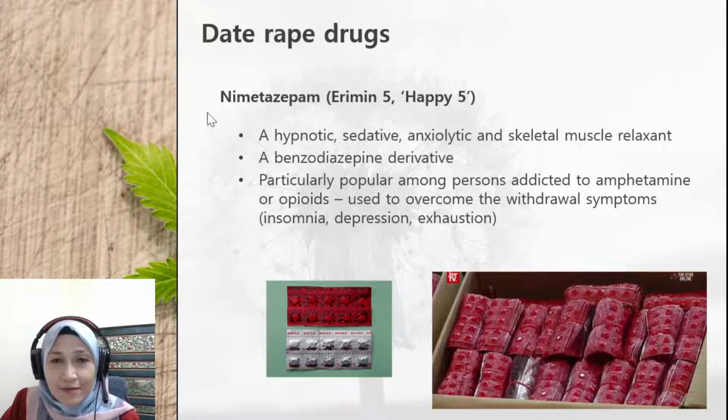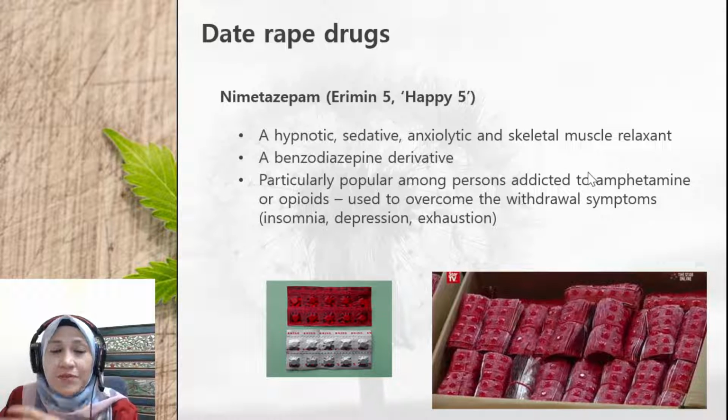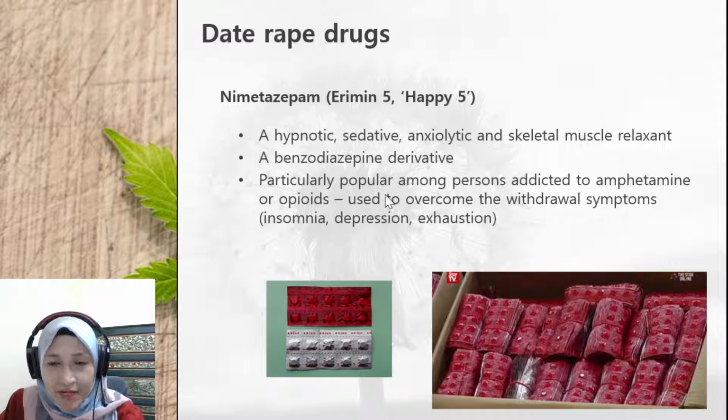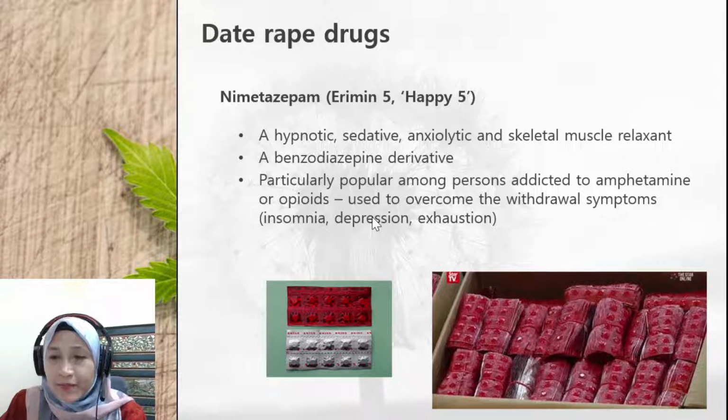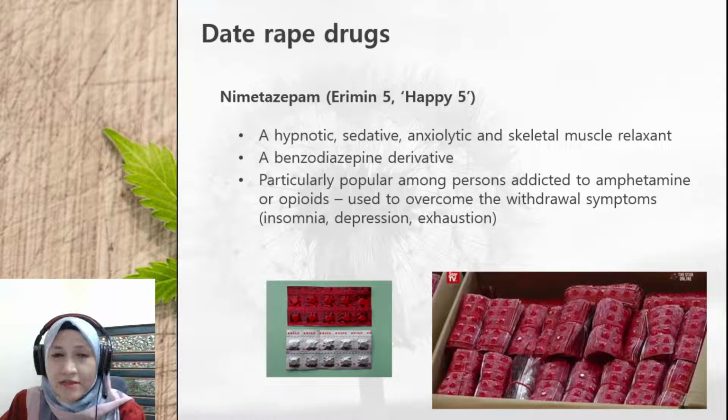The second one is nimetazepam, Erimin 5 or Happy 5, a hypnotic, sedative, anxiolytic, and skeletal muscle relaxant. It is a derivative of benzodiazepine, particularly popular among persons addicted to amphetamine or opioids. It can be used to overcome withdrawal symptoms. When drug abusers have been using amphetamine stimulants or abusing opioids, they have withdrawal symptoms of insomnia, depression, or exhaustion. These withdrawal symptoms can be alleviated by using benzodiazepines. But Erimin 5 can also be used as a date rape drug.